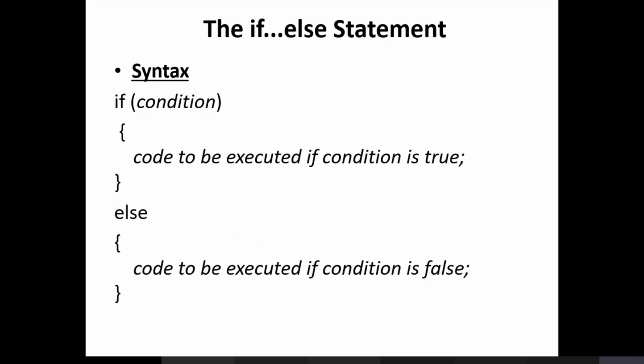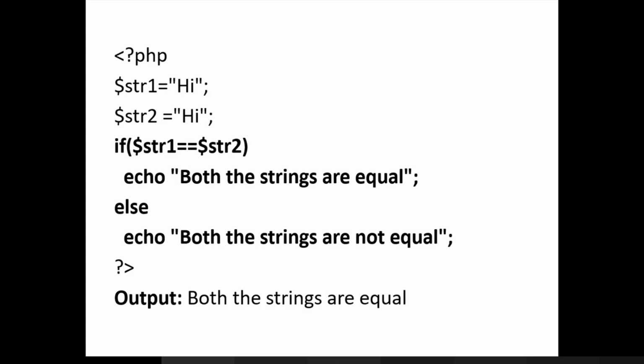The syntax of the if else statement is if condition, followed by code to be executed if this condition is true, else, then in else also we have a certain different code that is to be executed if the condition becomes false. That is the syntax of the if else statement. So let's start working on the program for the if else statement.